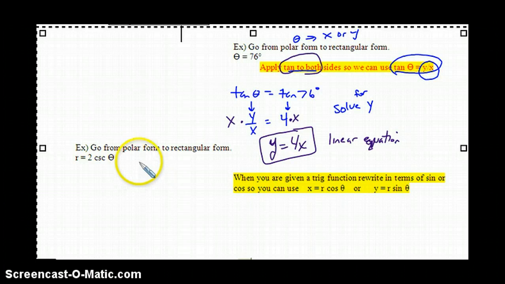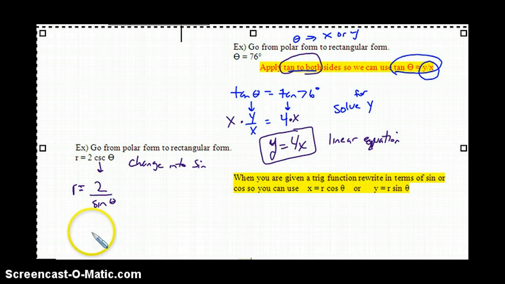If you have something like this one, where you're going from polar form to rectangular form and you have r is equal to 2 cosecant of theta, what I want to do right now is, I can't really deal with cosecant, but I can deal with the reciprocal, which is the sine. So first thing I'm going to do is change it into sines. So this would be r is equal to 2 over the sine of theta. And again, what I'm looking to do is change r's and thetas into x's and y's.